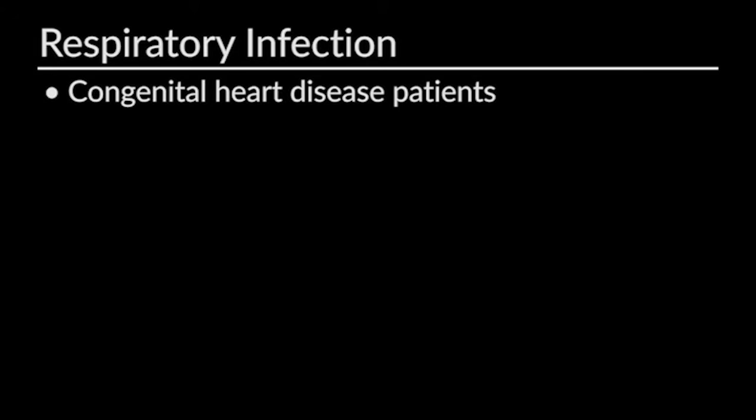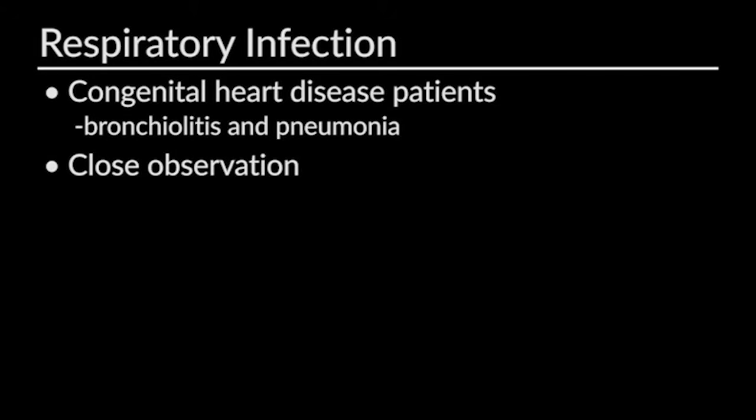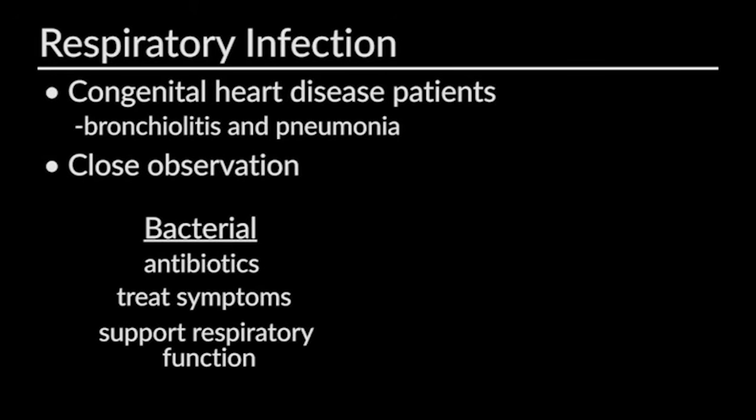In terms of respiratory infections, children with congenital heart disease are extremely susceptible to respiratory infections that can lead to bronchiolitis and pneumonia. Care should be taken to prevent exposure and possible infections. However, when an infection is suspected, these children require close observation. If the infection is caused by a bacteria, treat with proper antibiotic therapy and treat the symptoms to support the patient's respiratory function. If the infection is caused by a virus, you would treat the symptoms and support the patient's respiratory function.